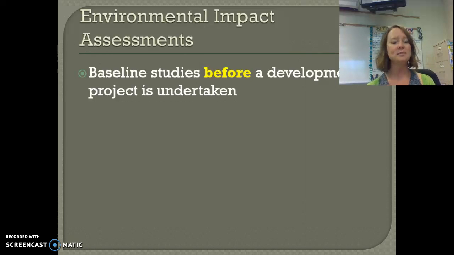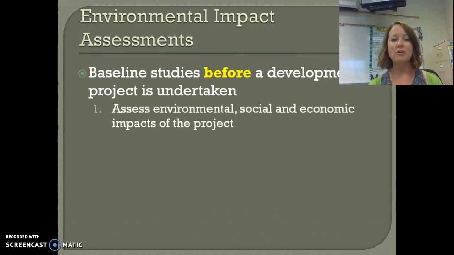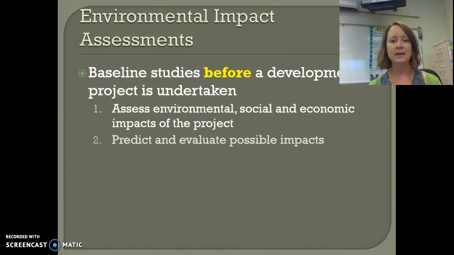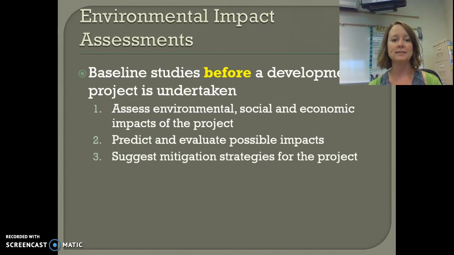Environmental impact assessments are studies that are done before a project is undertaken, and there are 3 parts of an environmental impact assessment. The first is to assess what the environmental, social, and economic impacts of the project would be. The second is to predict and evaluate those impacts. And the third is to suggest mitigation strategies for the project.